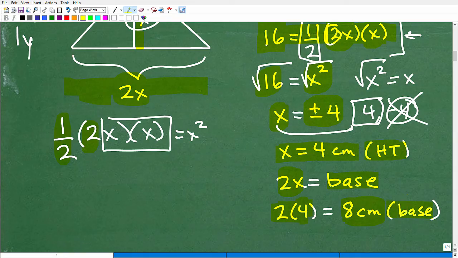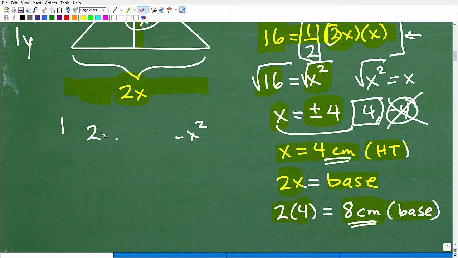Remember, in a problem like this, if you're given units of measure, which we were, centimeters squared for the area, and we're asking for the base and the height, that's the length. So 8 centimeters and 4 centimeters, that is the answer. That's the base and the height.